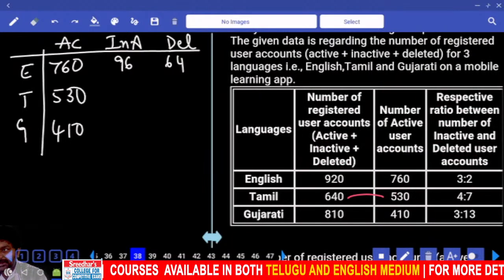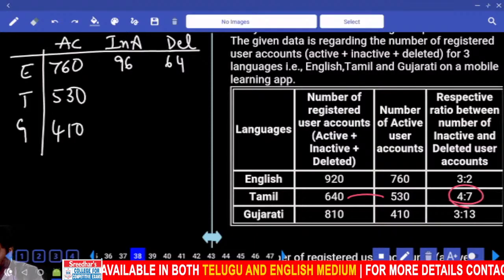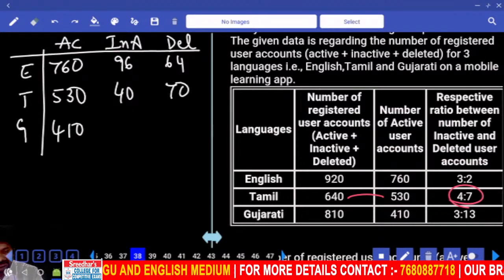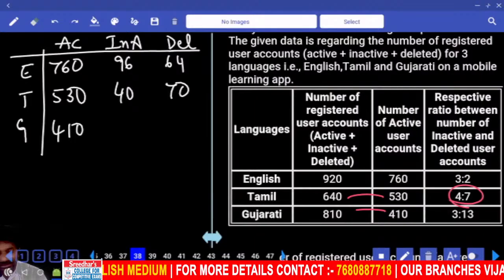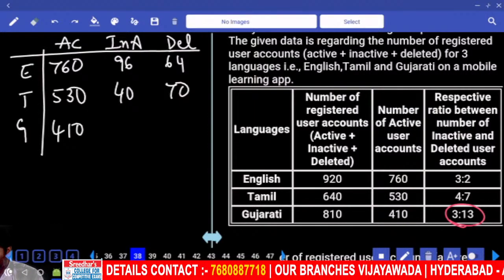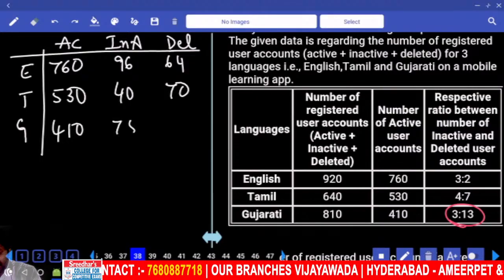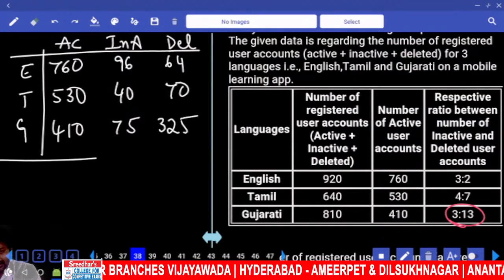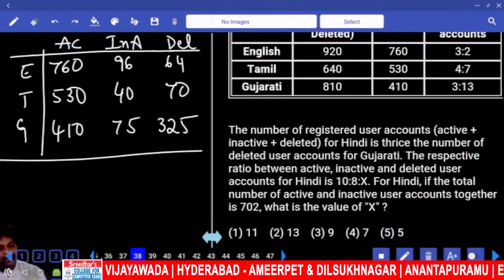Difference is 110. 11 parts is 110. Each part 10. 40. 70. Difference 400 divided into 16 parts. Each part becomes 25. 325, 75. 1325 is 325. The table is there, now we can solve.